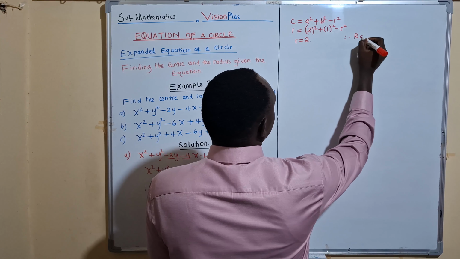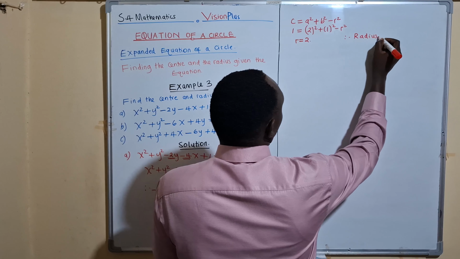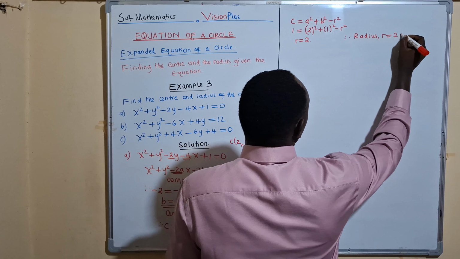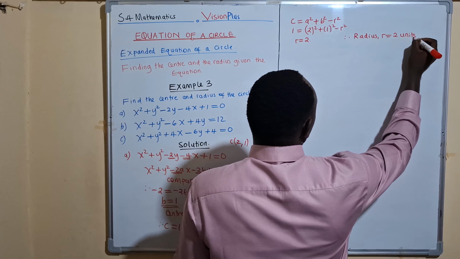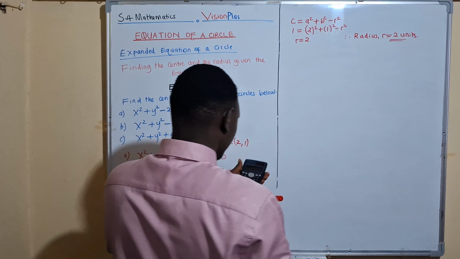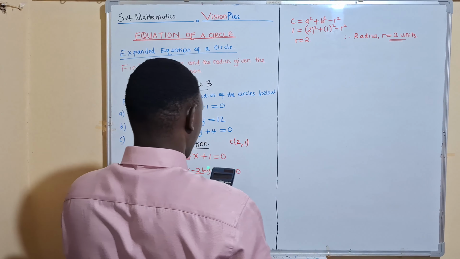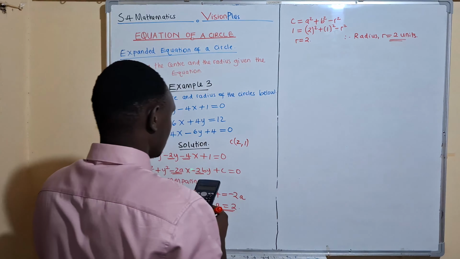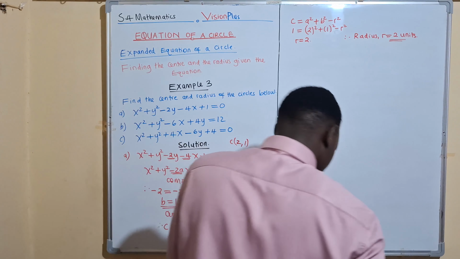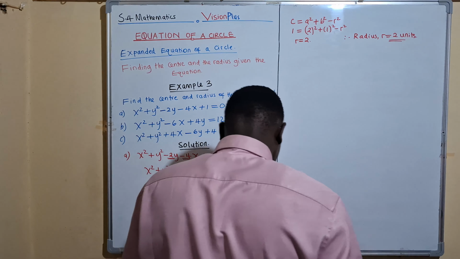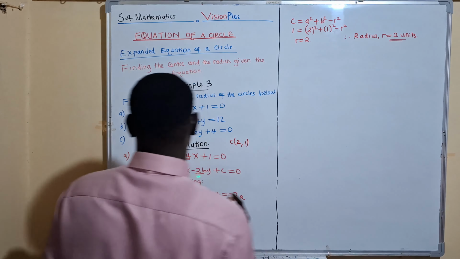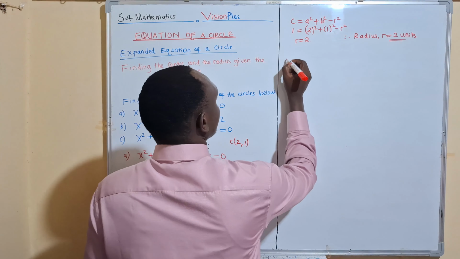Therefore, the radius r equals 2 units. You must get the same answer, please. Let me prove mine. 2 squared plus 1 squared minus 1. Then take the root. Yes, I'm getting 2 units. That is the radius. Now going to part B.